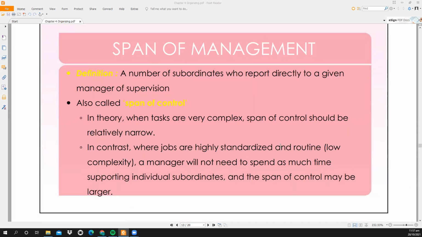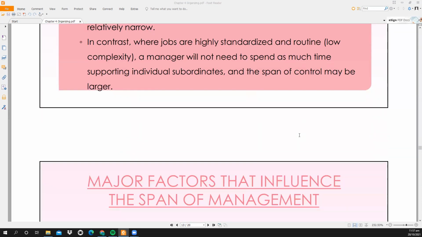For the span of management, definition, a number of subordinates who report directly to a given manager of supervision. Okay, also called as span of control. In theory, when tasks are very complex, span of control should be relatively narrow. In contrast, where jobs are highly standardized and routine or low complexity, a manager will not need to spend as much time supporting individual subordinates, and span of control may be larger.